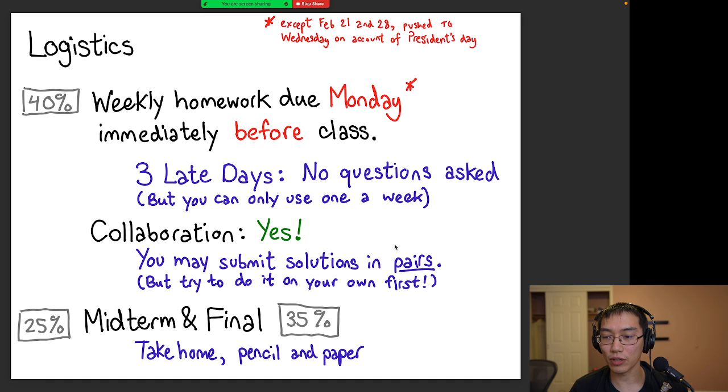The breakdown for grades is 40% is going to be the homeworks, 25% is going to be the midterm, and 35% is going to be the final. As I mentioned, the midterm and final are take-home pencil and paper.